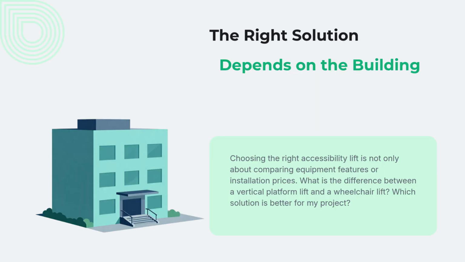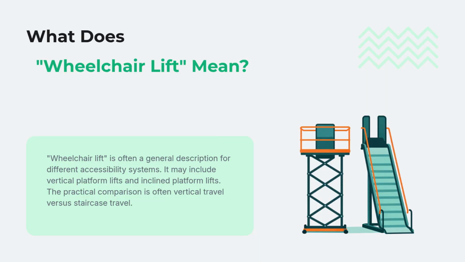The term wheelchair lift is often used as a general description for different accessibility systems, including vertical platform lifts and inclined platform lifts. In many real projects, the actual decision is between a vertical platform lift that moves straight up and down and an inclined wheelchair lift that follows an existing staircase. Both solutions can help wheelchair users overcome level differences, but they create very different installation requirements and user experiences.